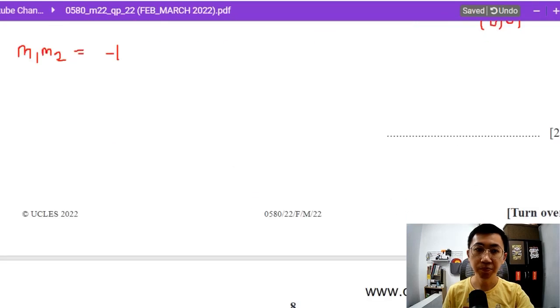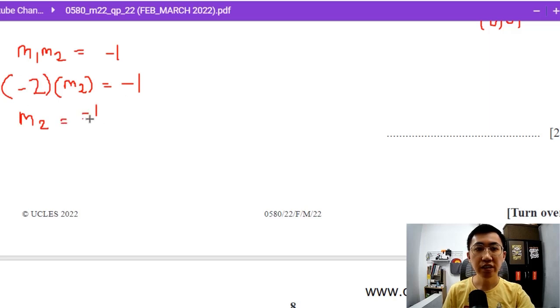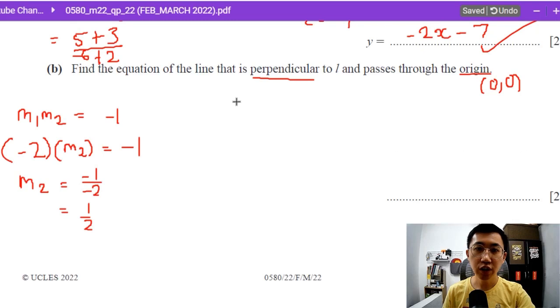So let's fill up. m1 is -2, m2 you are trying to find equals to -1. So you can actually shift -1 towards the other side. You will get this to be half. So m2 now is positive half. Right, so we are going to write again our equation. Find equation means y equals to mx plus c. Now gradient substitute here, so y equals to half x plus c.